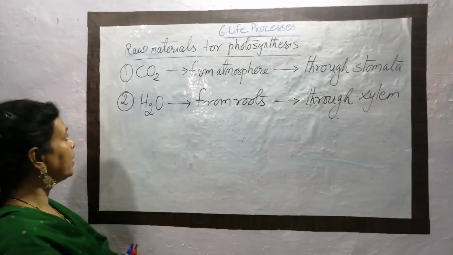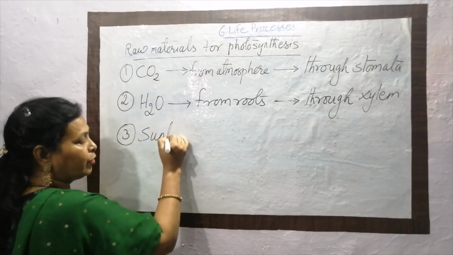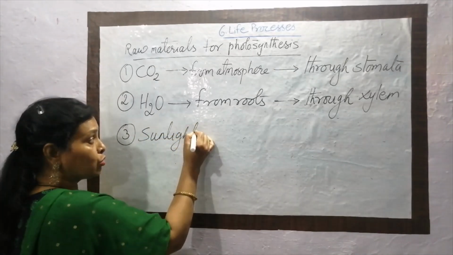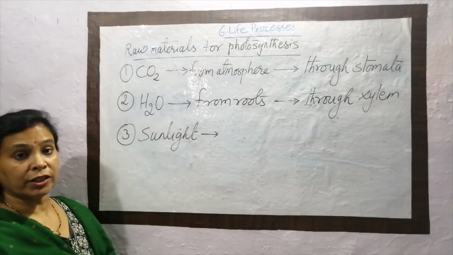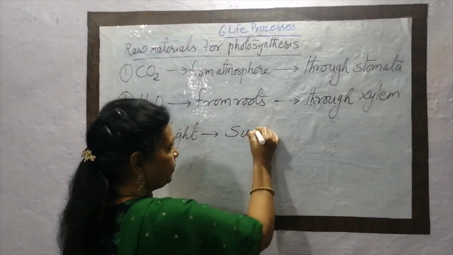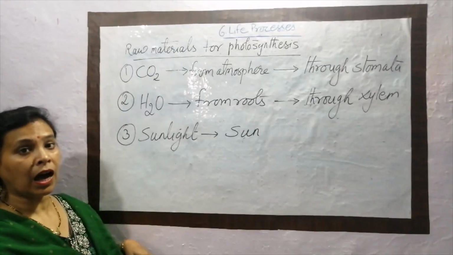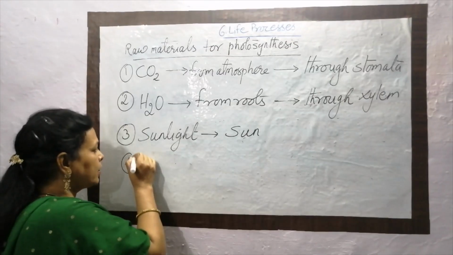Clear है? अब यहाँ से third चीज हम और देख लेते हैं. That is light. Light in the form of the sun. Sun is the abundant source of light energy. So we consider here sunlight. And what is the source of sunlight or simple light? The sun is the source for that. Okay, हम इसको डिस्कस करेंगे how this light is utilized by the plant. And fourth is the chlorophyll.